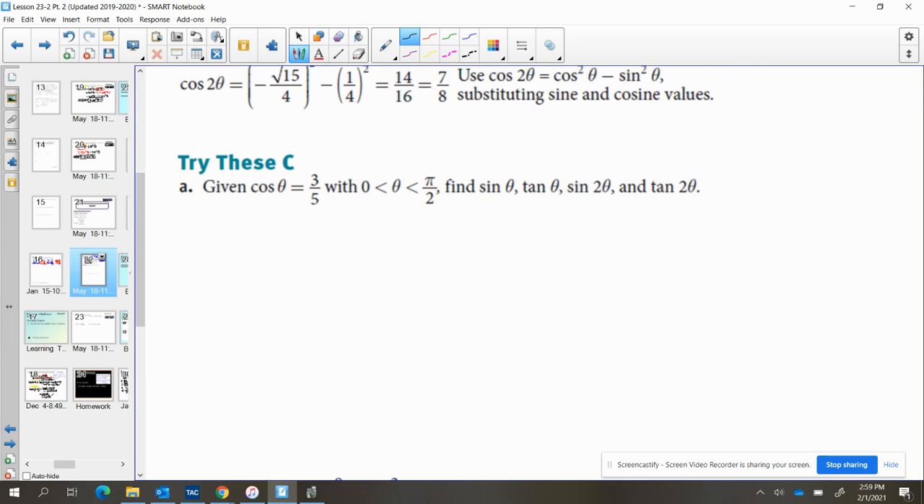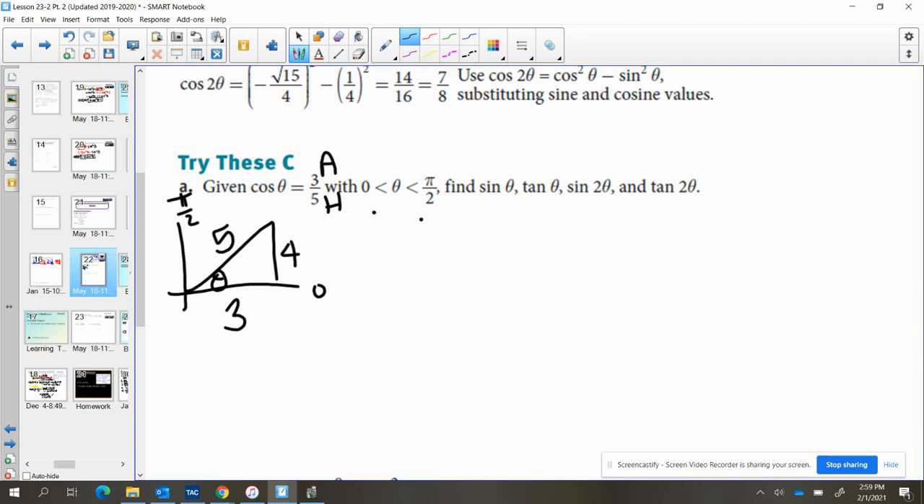So the first thing they're telling us is that we have theta between 0 and pi over 2. So that's a quadrant 1 value, right? If you're starting at 0, angles ending at pi over 2. So here's our theta. And since they're giving us cosine, we know that's the adjacent side over the hypotenuse. And this is going to end up being a 3, 4, 5 right triangle.